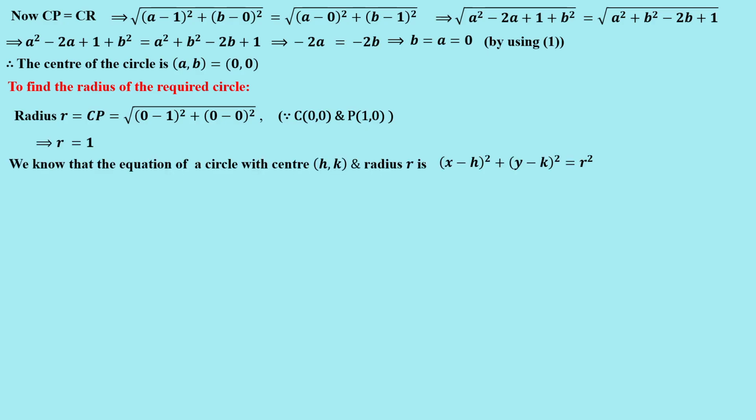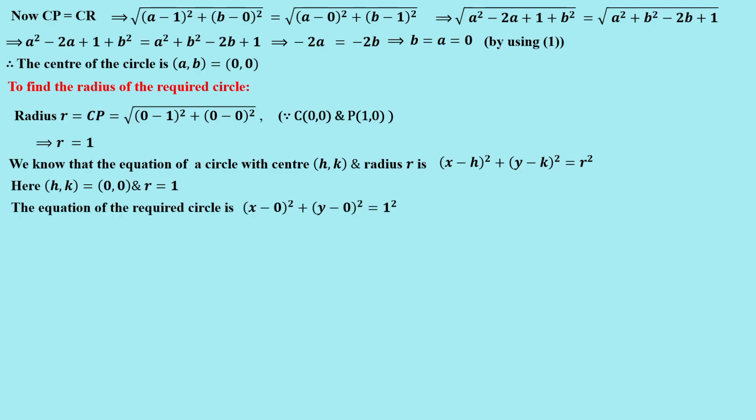Therefore the required equation is, if you know the center is h comma k and the radius r, the equation of the circle is x minus h the whole square plus y minus k the whole square equal to r square. Here the center h comma k is 0 comma 0 and the radius is 1. Substituting that, x minus 0 the whole square plus y minus 0 the whole square equal to 1 square. Therefore the required circle is x square plus y square equal to 1, right?